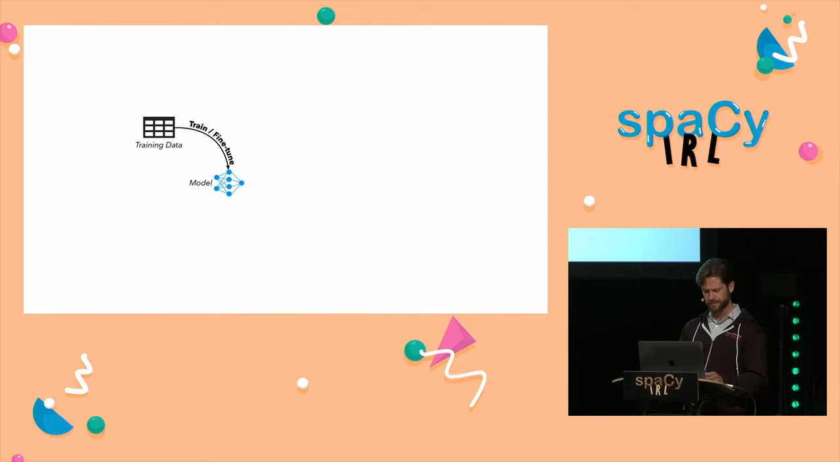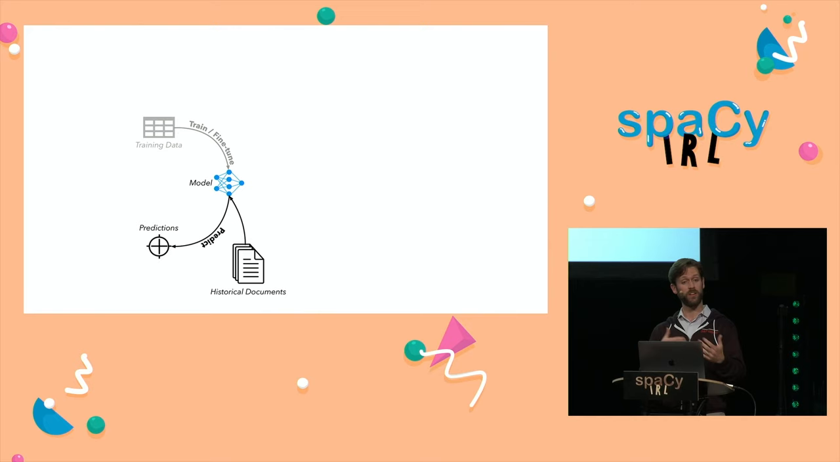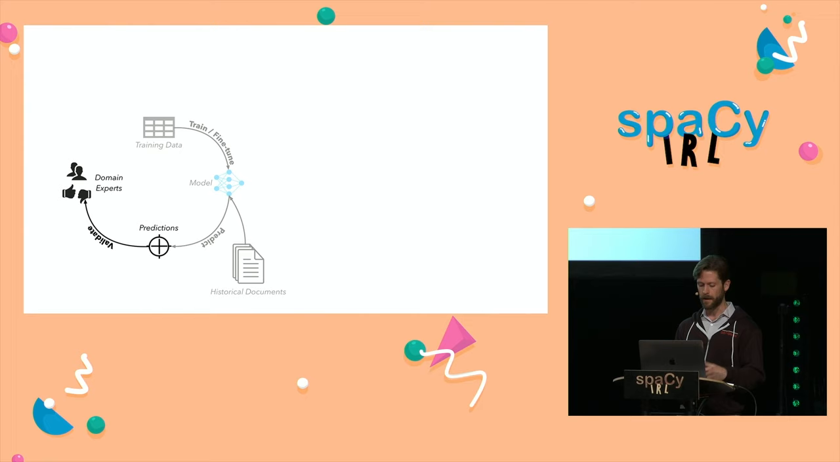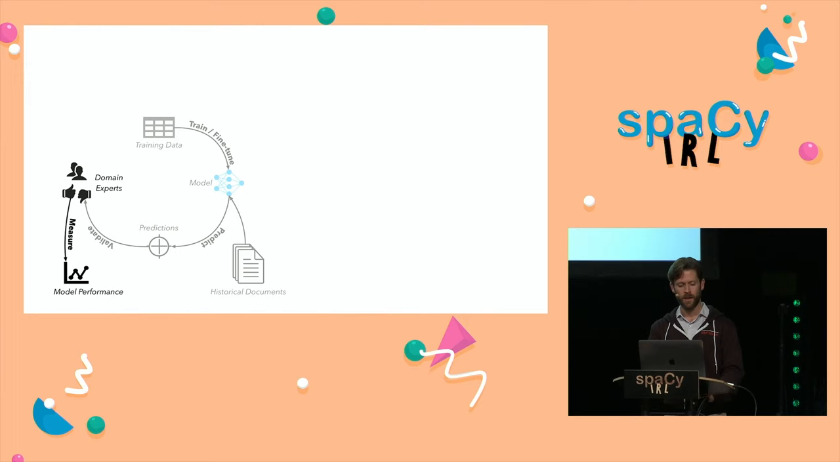And then we'll take that model, and we will apply or run historical documents through that model using the NLP pipeline that we were just talking about. And we'll use that to make predictions. And next, we will send those predictions back to our domain experts to validate. So now we'll have a bunch of candidate text spans out of the historical documents that might be ESG evidence for ESG attributes. And the domain experts will validate these for us. And then we can measure the performance of our model to see how we're doing on a new ESG attribute.